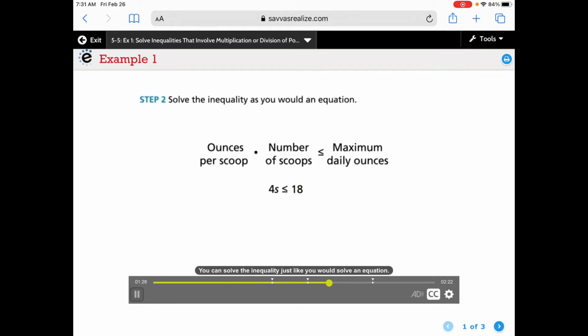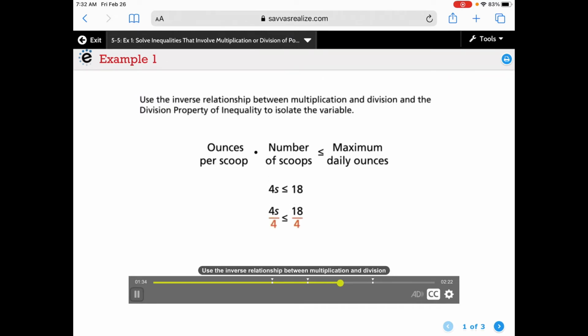You can solve the inequality just like you would solve an equation. Use the inverse relationship between multiplication and division and the division property of inequality to isolate the variable. The number of scoops, s, is less than or equal to 4 5/10, or 4 1/2. Alright, let's take a look.